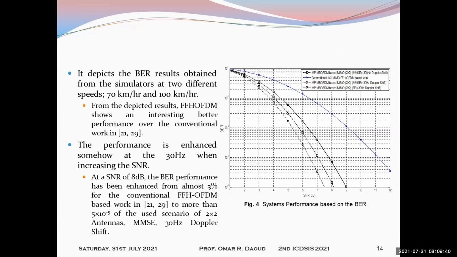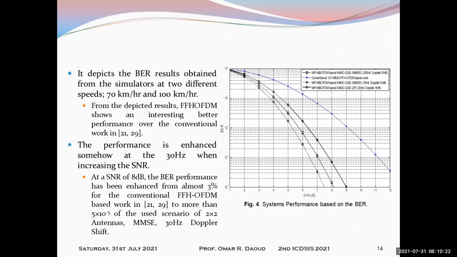From the depicted results, the fast frequency hopping shows interestingly better performance over the conventional work. As shown, let's say the blue curve is the conventional benchmark using the fast frequency hopping, one by one MIMO technologies. The other three black curves depict different Doppler shift frequencies and different MIMO configurations, 2x2 antennas, zero forcing and minimum mean square error.